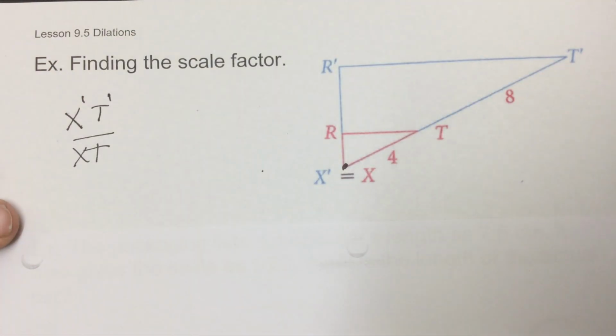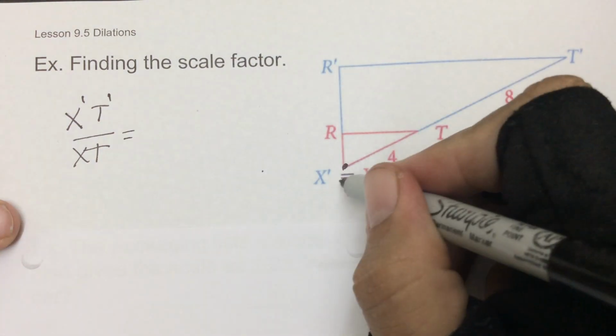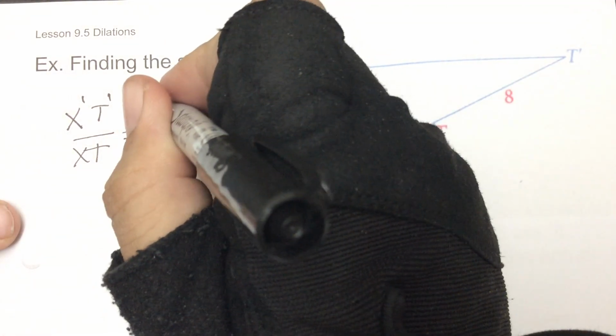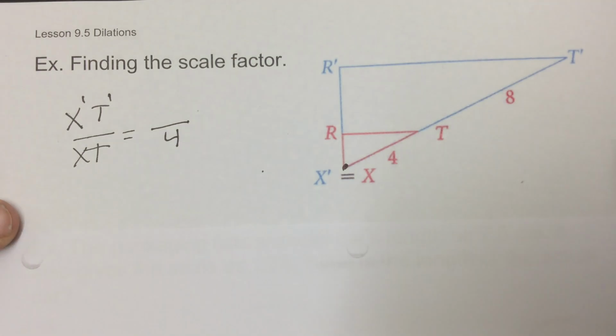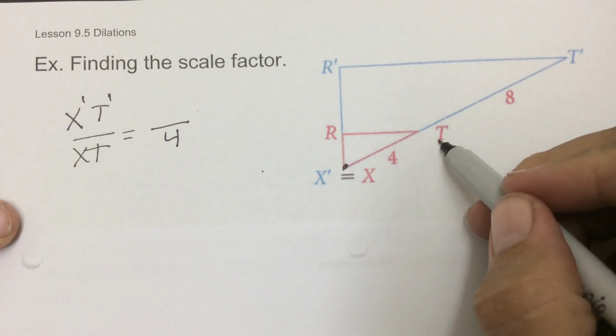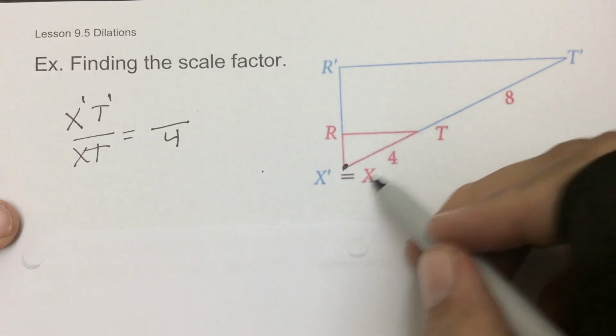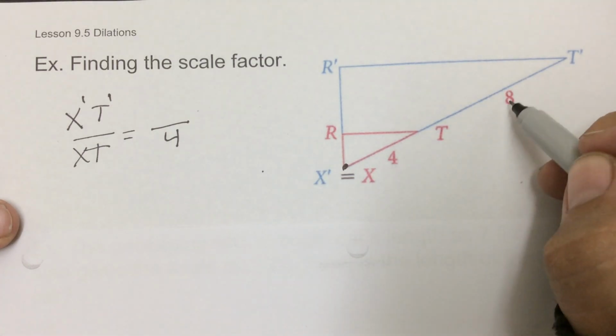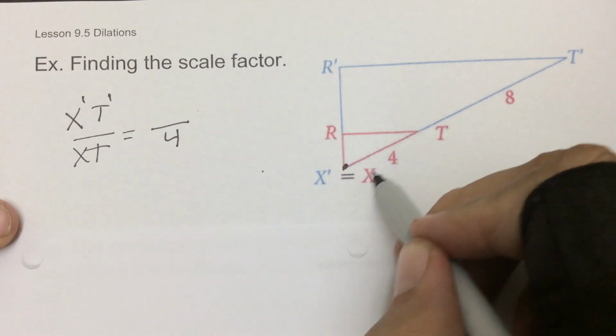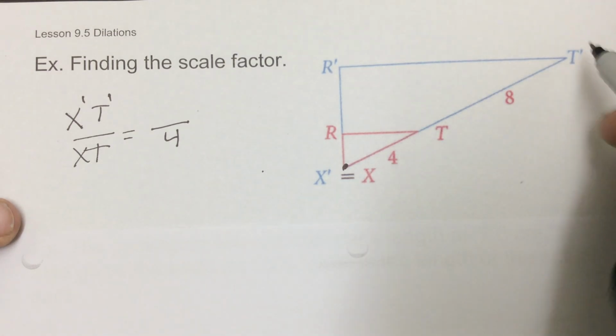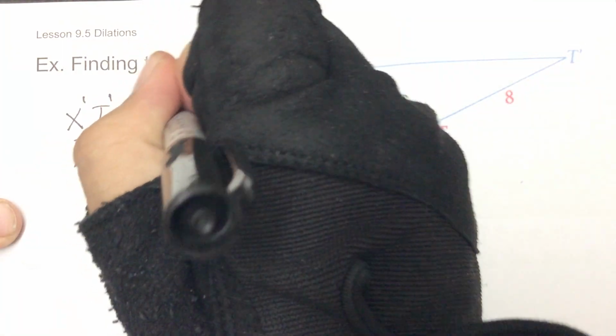Okay. So, well, what are those measurements? Well, X to T here is 4. Now, from T to T prime is 8. So we're going to add that in from X to T to get the full size. So 8 is just this little bit. X to T is this little bit. We're going to put them together to get the whole side. So 4 and 8 would make 12.